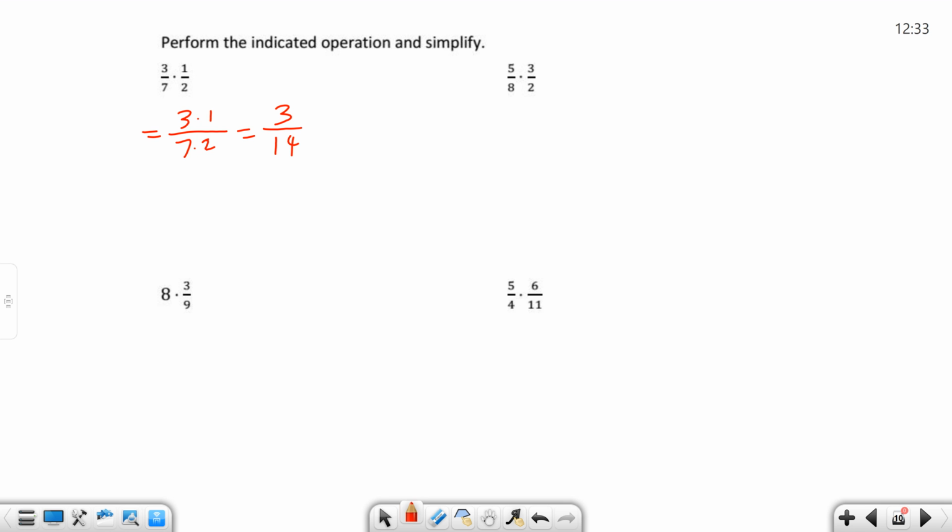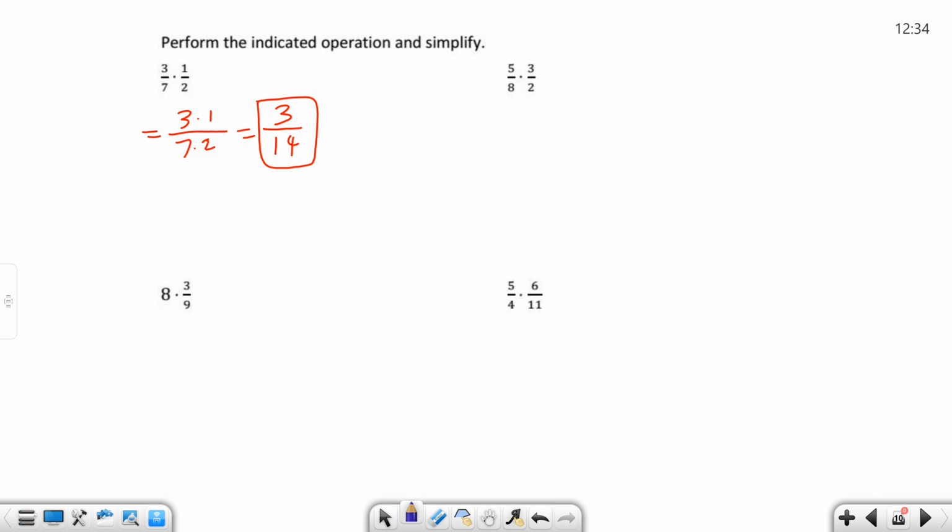And then I could check it here and say, does it simplify? Does it reduce? Here, 3 and 14 don't have anything in common. So there's nothing to divide out. I like to check that over here. I like to say, does 3 divide out with 7? No. What about 2? No. And then 1's not going to divide out with anything. But 3 over 14 is your final simplified answer there.